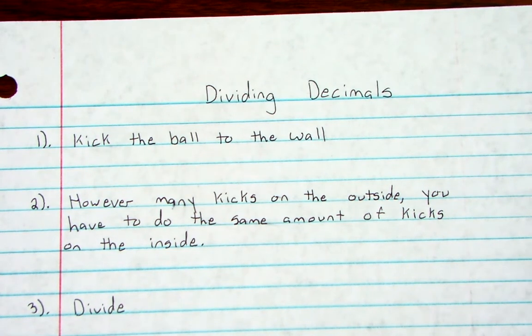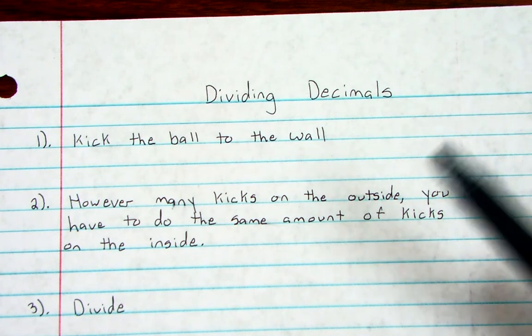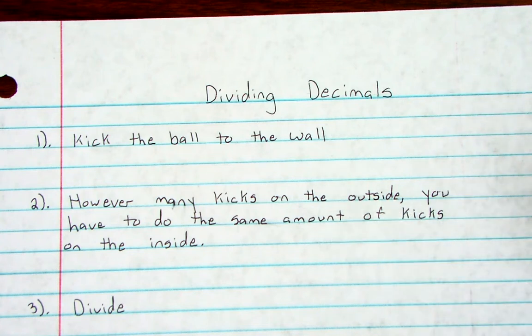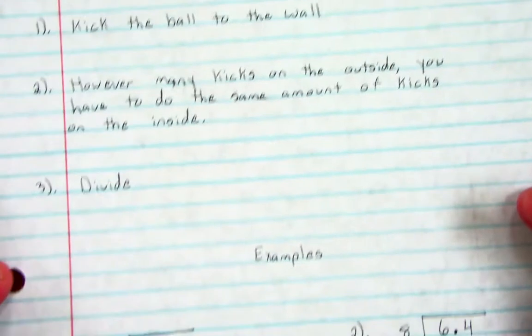Alright, let's go ahead and get started, guys. Here we go. Dividing decimals. There are 3 steps when you are dividing decimals. The first step is to kick the ball to the wall. You'll see what I'm talking about here in a second. The second step is however many kicks on the outside, you have to do the same amount of kicks on the inside. And the last thing you will do is divide. So 3 easy steps. This will go by pretty fast. Let's look at some examples.